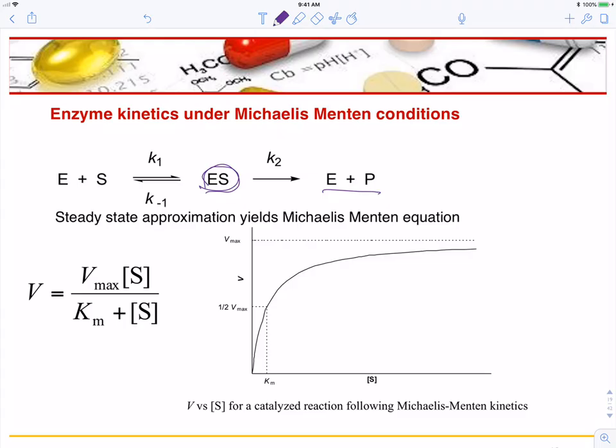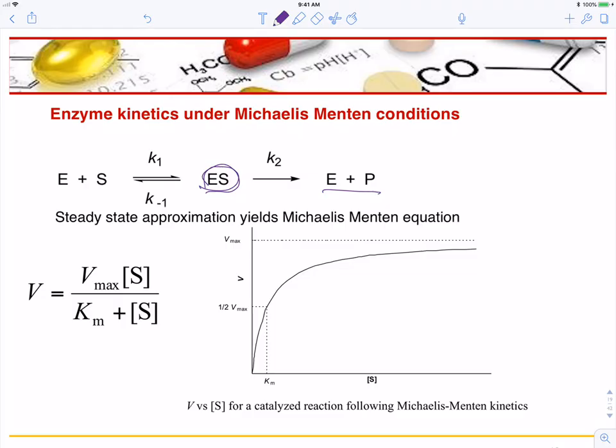is essentially irreversible. The steady state approximation says that the rate of formation of ES is equal to the rate of consumption of ES. And so the concentration of ES, the enzyme substrate complex, is a constant. And so, in other words, that k1 is equal to the sum of k minus 1 plus k2.